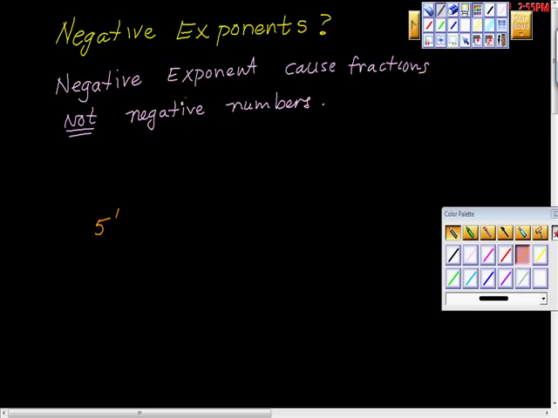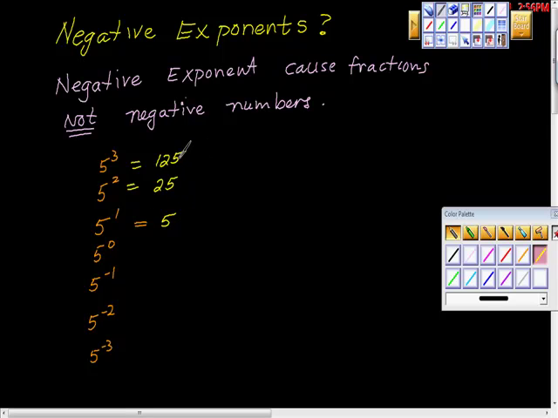5 to the first power, 5 to the second power, 5 to the third power, 5 to the 0 power, 5 to the negative first power. Wow, that's neat. That's something new. 5 to the negative second power, 5 to the negative third power. Let's go with some stuff that we know. Hopefully we know that 5 to the first power is 5. Hopefully we know that 5 squared means 5 times 5, which means 25. And from there, this would mean that 5 to the third power is 5 times 5 times 5, which is 125.